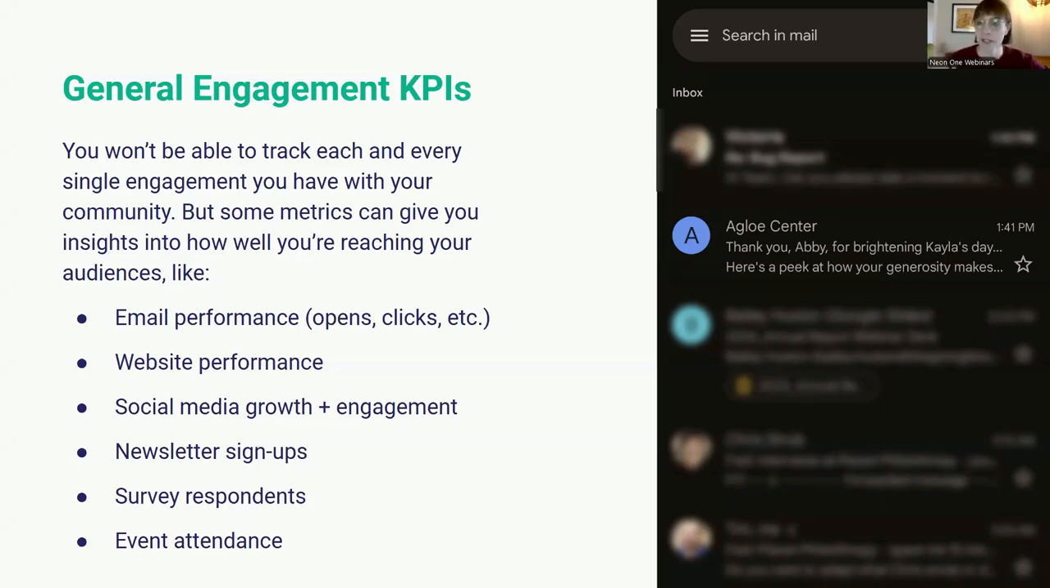So some common metrics that fall into this bucket include things like email performance. So that could be your open rates and your click-through rates on your emails. It can mean tracking engagement on your website. So that could look like measuring your bounce rate or looking at the time spent on different pages on your site. How many of you are tracking these?